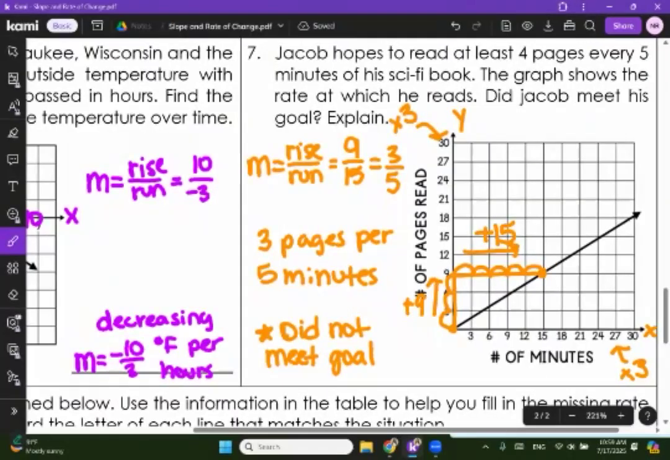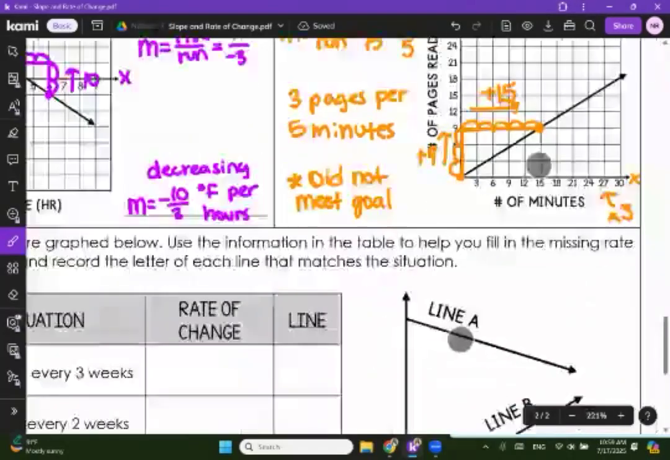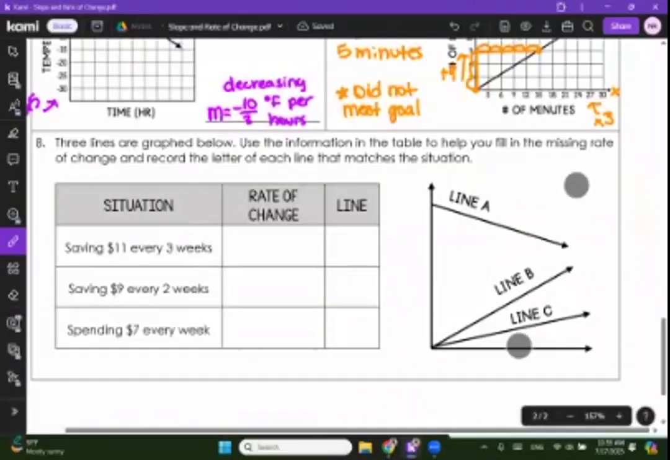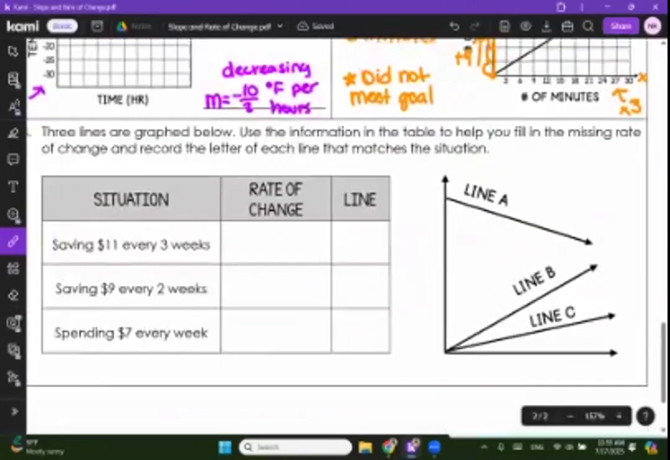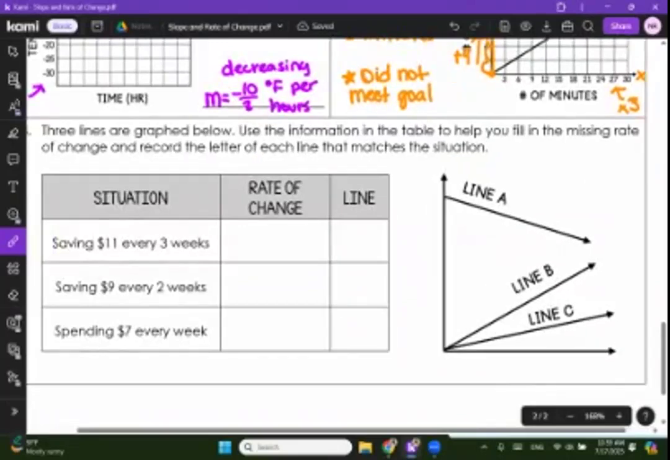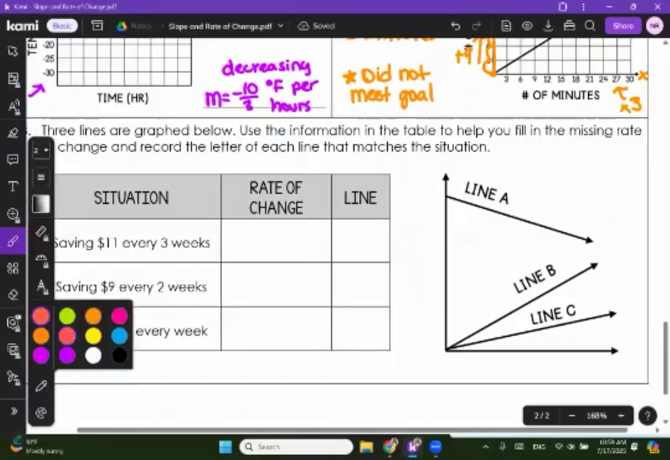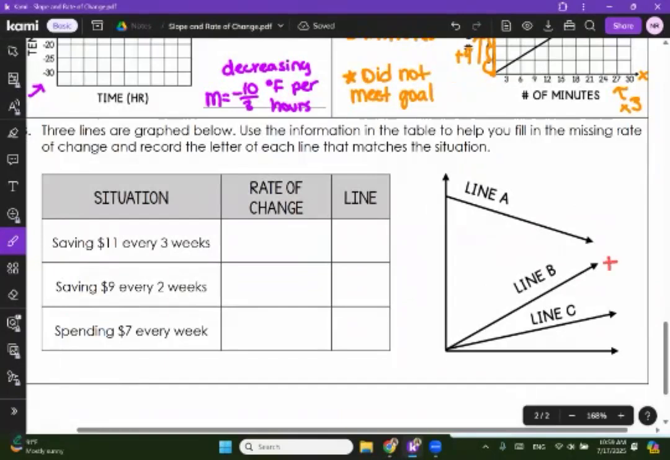Number 8, last one. It says 3 lines are graphed below. Use the information in the table to help you fill in the missing rate of change and record the letter of each line that matches the situation. Okay. Well, the first thing I would look at is the fact that you have 2 lines that are going up. So 2 lines are going to have a what? Positive slope. And the other line's going to have a negative slope because this one's going down.